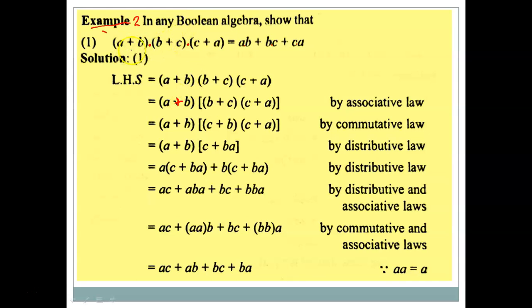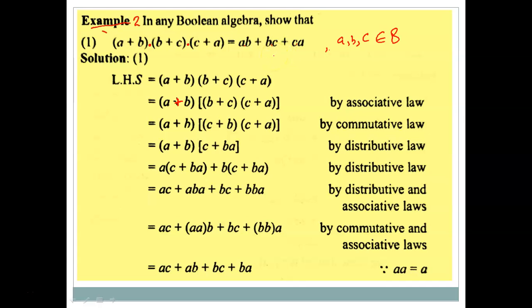Here we want to show that the left hand side of the expression is equal to the right hand side. Such expressions are called Boolean polynomials. This left hand side is a Boolean polynomial, and this right hand side is also a Boolean polynomial. Because these elements are the variables, they belong to the Boolean algebra, and an expression in terms of a, b and c becomes a Boolean polynomial. So in this example, we want to prove that the left hand side is equal to the right hand side.